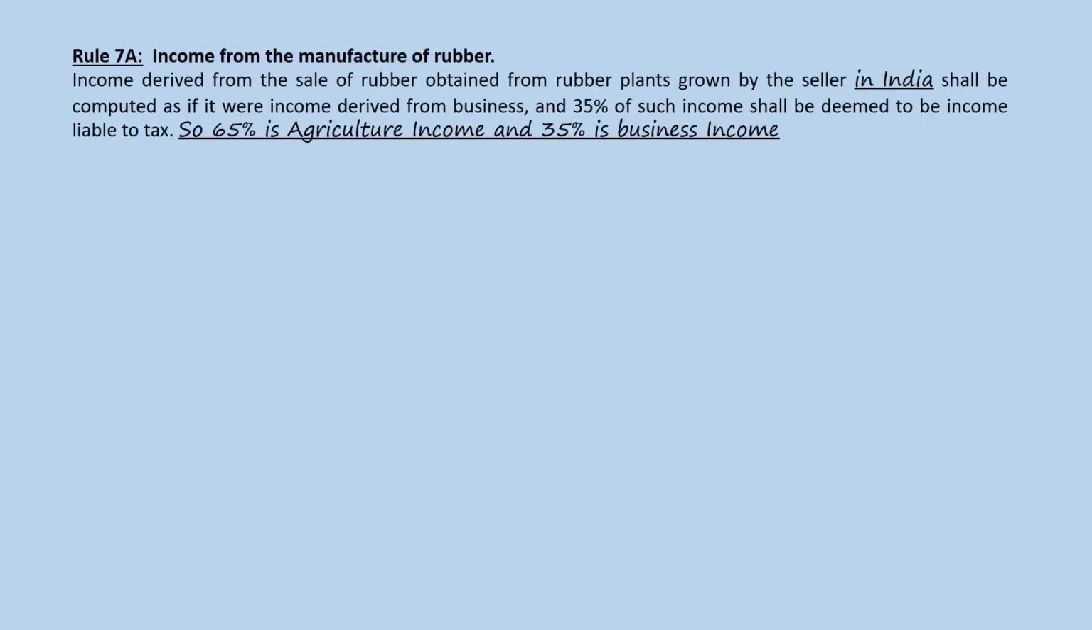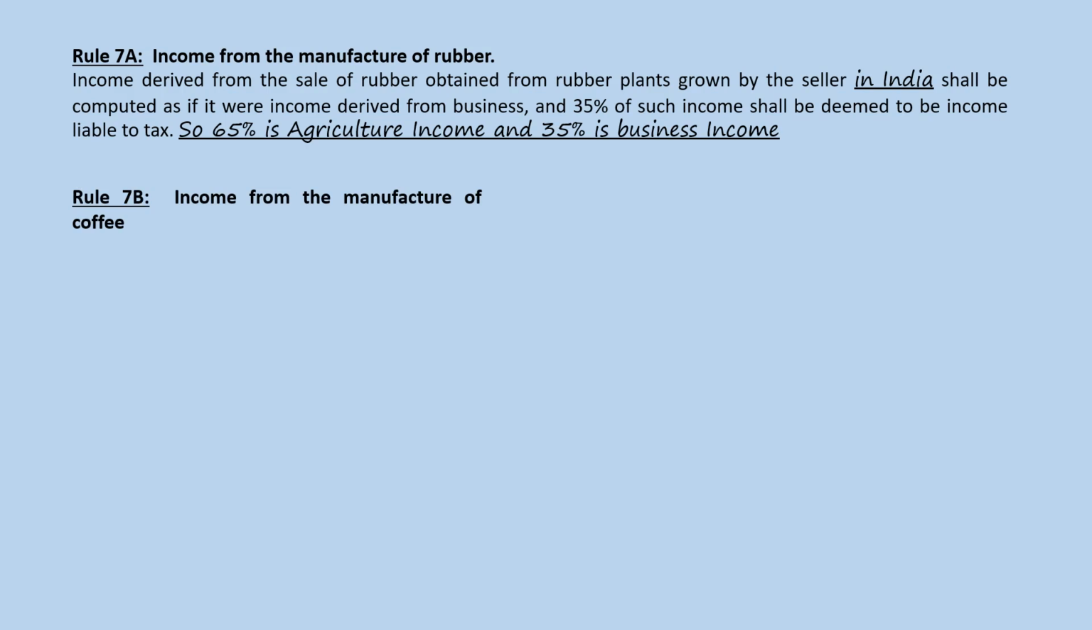Rule 7A, income from the manufacture of rubber. Income derived from the sale of rubber obtained from rubber plants grown by a seller in India shall be computed as if it were income derived from business, and 35% of such income shall be deemed to be income liable to tax. That means 65% is agricultural income and 35% is business income.